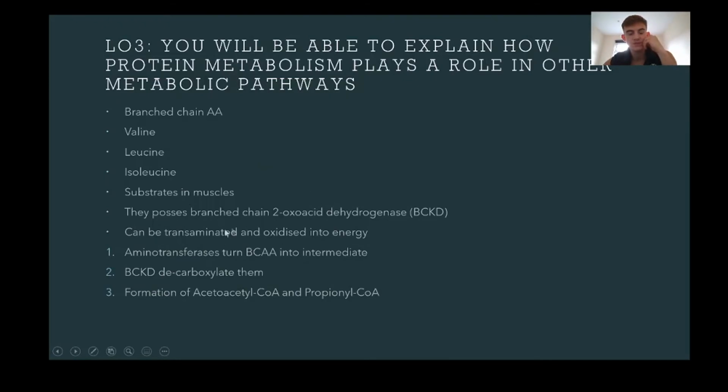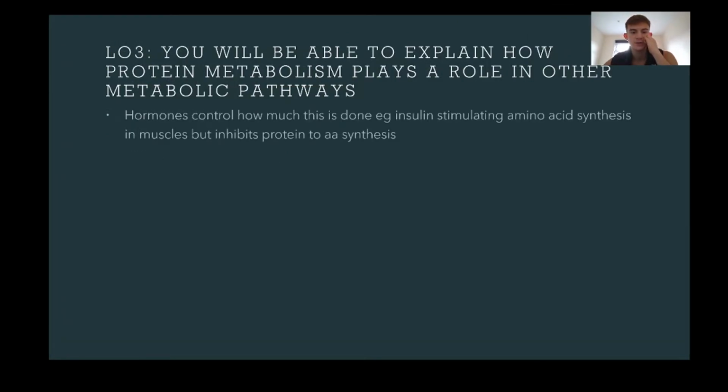and these can be transaminated and oxidized into energy. So what happens is these aminotransferases turn these branched-chain amino acids, BCAA, into the intermediate form. Then this BCKD enzyme decarboxylates them, and we have a formation of acetyl-CoA and propionyl-CoA, and with this reaction energy is produced. So a quick note on that, hormones control all of this. Insulin stimulates amino acid synthesis in muscles, but inhibits protein breakdown to amino acids. We talk about insulin being our storing hormone, so it wants to store things. It doesn't want to break down these proteins into amino acids.